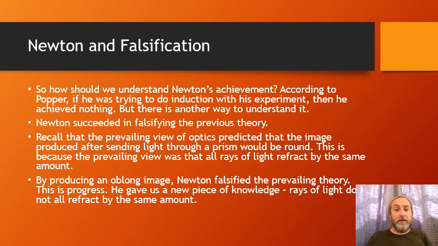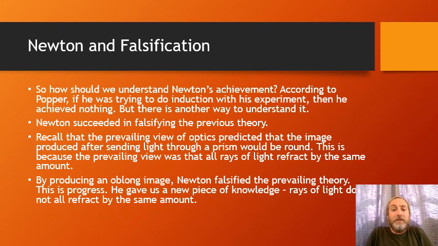Okay, so one more example, back to Newton, right? So according to Popper, Newton was trying to do induction, which was one way we described it, because he did try the experiment a few different ways, right? In different circumstances, different prisms, even different setups. So maybe he was trying to do individual observations and then draw a general conclusion. Popper says if that's what he's trying to do, he did not do it, right? Because you can't do induction, according to Popper. So he failed at that.